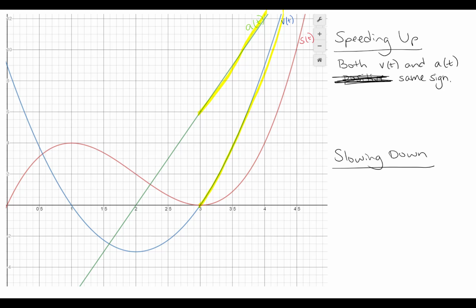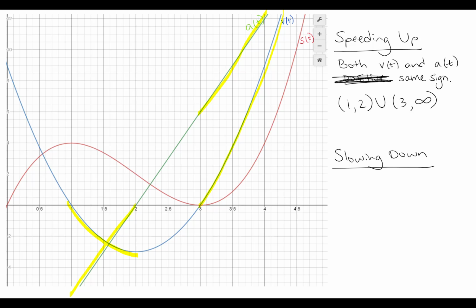Is there anywhere else they are both positive? No. But is there anywhere that they are both negative? Well, it looks like velocity is negative from 1 to 3, but acceleration is only negative when we're less than 2. So where do those both match? Well, that would be from 1 to 2. So I can say that we are speeding up over the intervals from 1 to 2 and from 3 onwards.